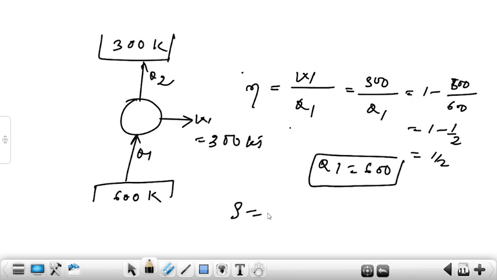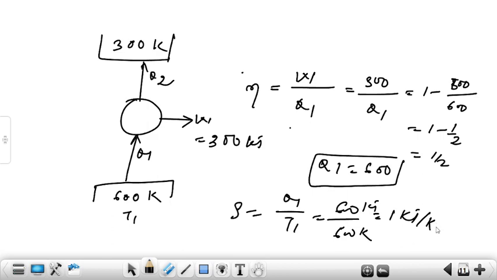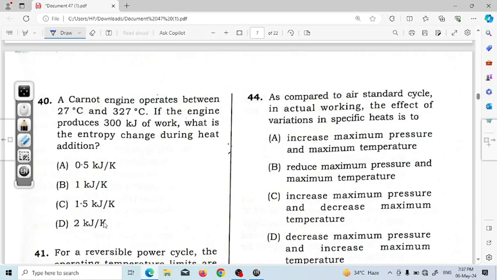So the entropy change in the system is equal to Q1 divided by T1. Q1 is 600 and T1, that means T higher, is 600, which is equal to 1 kilojoule per Kelvin. So the answer will be 1 kilojoule per Kelvin. Option B is the correct answer.